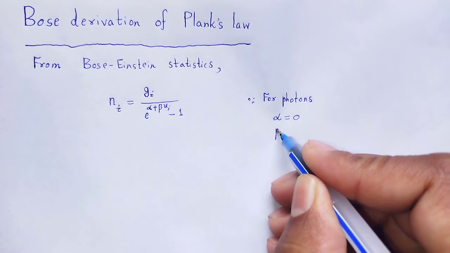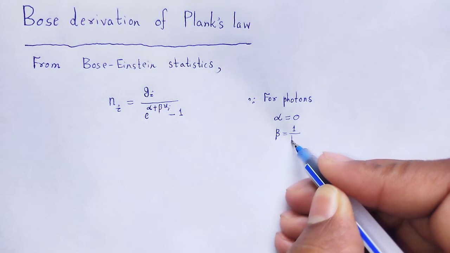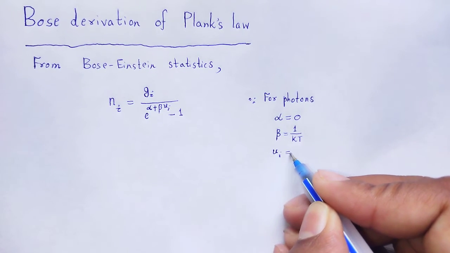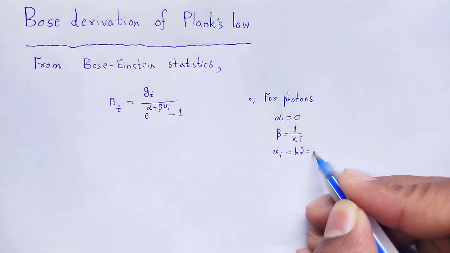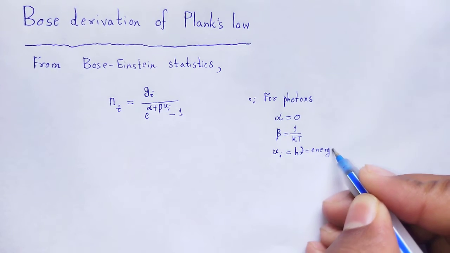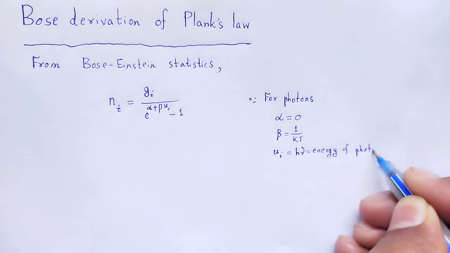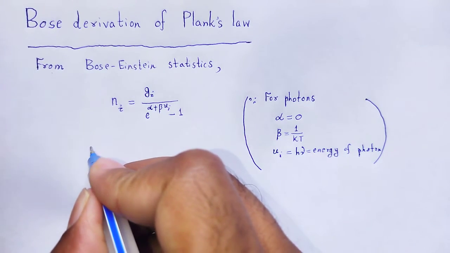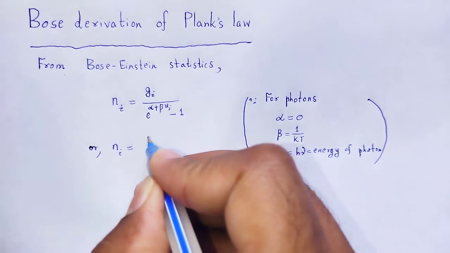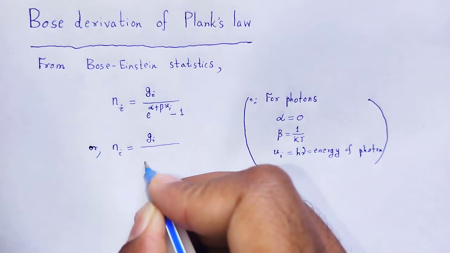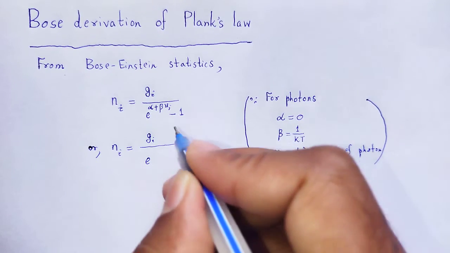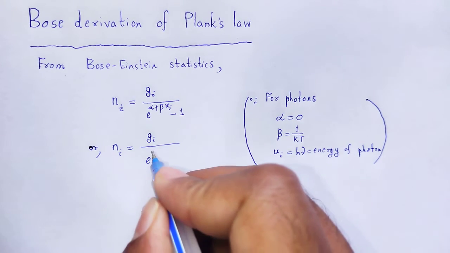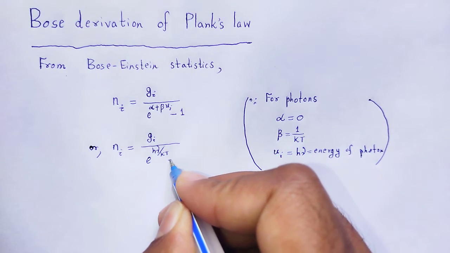Next, the constant beta, as usual, is 1 divided by kT, and the energy Ui is equal to h nu, that is the quanta of energy, the energy of a photon. So the expression now changes to Ni is equal to Gi divided by e to the power alpha 0, beta 1 by kT, so h nu by kT, minus 1.